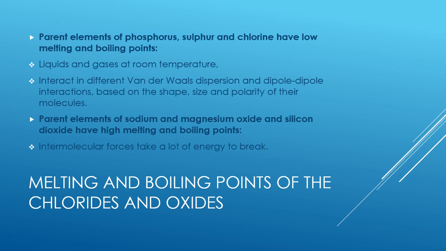The parent elements of phosphorus, sulfur and chlorine have low melting and boiling points because they are liquids and gases at room temperature. They interact in different van der Waals, dispersion and dipole-dipole interactions based on the shape, size and polarity of their molecules. The parent elements of sodium and magnesium oxide and silicon dioxide have high melting and boiling points. Then their intermolecular forces take a lot of energy to break.